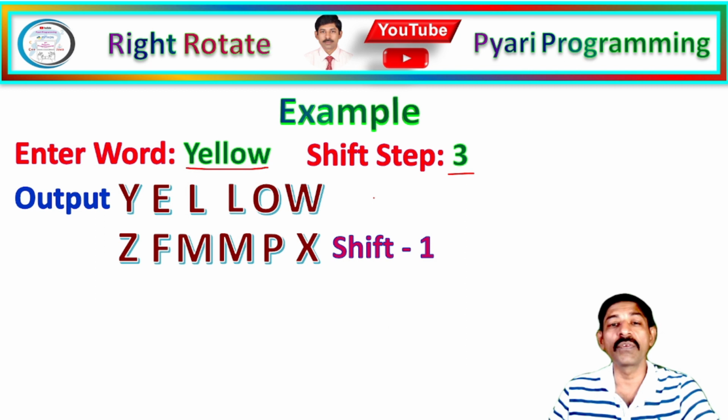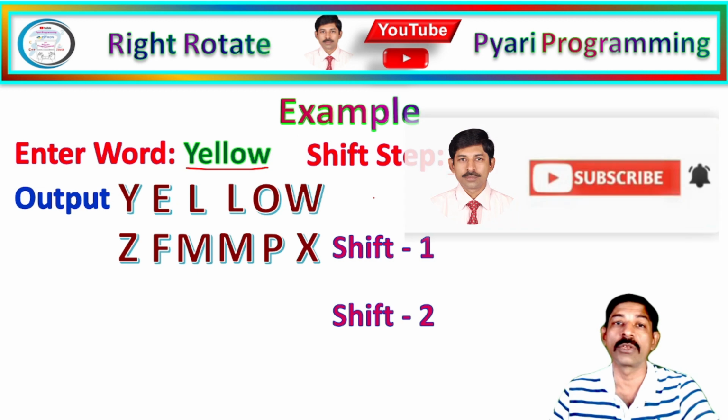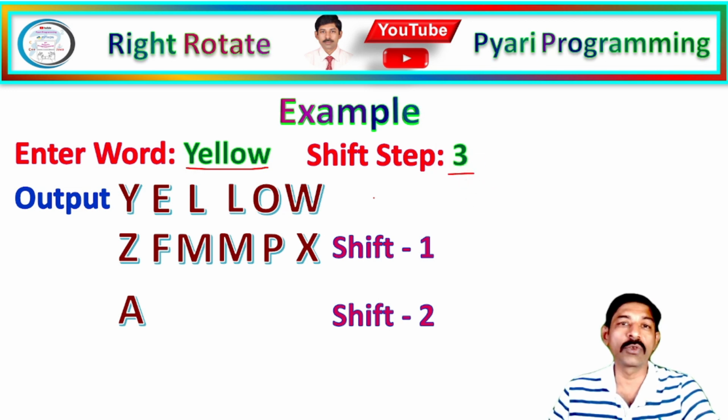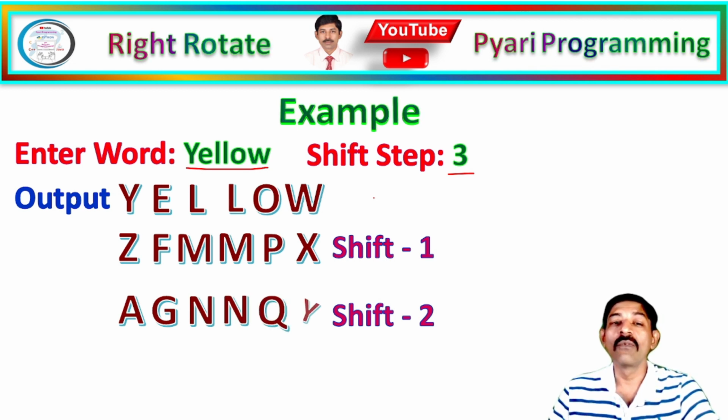Now when I shift it to the next character, that is 2 characters, after Z I don't have any alphabet. That means I have to come back circularly to the beginning of the alphabet, that is A. That's why it should be A. So that's why it is called circular shift. After that, there is no problem. F will become G, M will become N, the next M will become N, P will become Q, X will become Y.